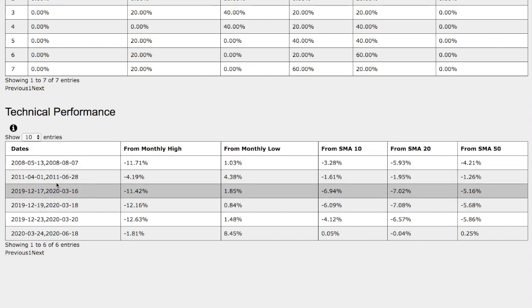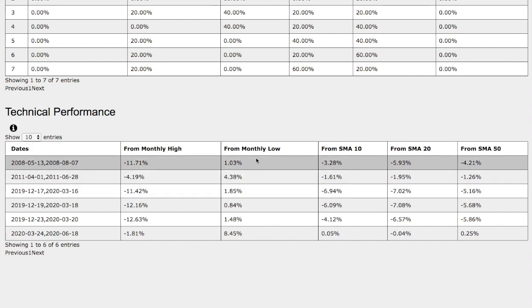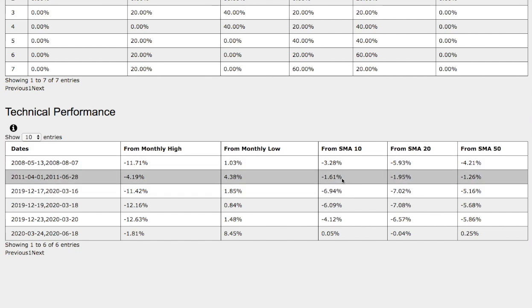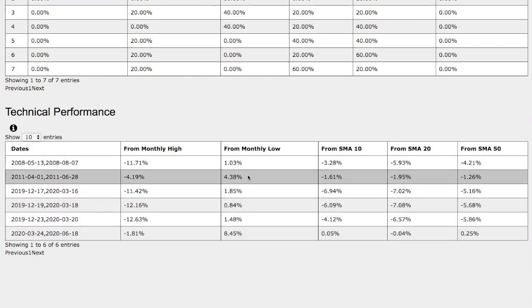And now we examine the trend that we found, and back then it was down 4% from monthly high, up 4% from monthly low, down 1.6% from the 10 simple moving average, down 2% from the 20-day simple moving average, and down 1.3% from the 50-day simple moving averages. So among the two trends, there are technical differences.